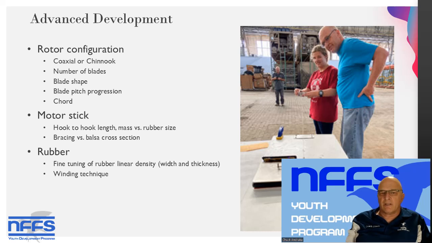Fine tuning of the rubber linear density would require a rubber stripper, but it's certainly an advanced technique worth looking at. And then winding technique: just improving your stretch winding, changing where you walk in, changing how many turns you get in or what torque you go to and so forth. There's a lot of low-hanging fruit in your winding technique. I'm not even sure I consider it advanced development, other than ideally you'd want to have a torque meter to improve your winding technique.